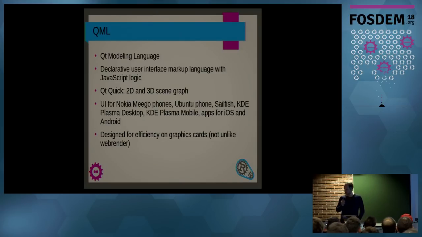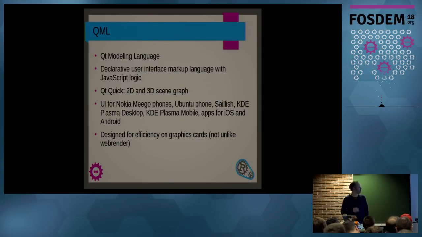Briefly about QML. Qt Modeling Language. This is a very nice innovation, which was triggered when Nokia bought Qt. They wanted to make phones with very performant and easy to write user interfaces. So what they did is they came up with a declarative user interface language, and it can do 2D programs or 3D even, and it's used in lots of mobile applications.